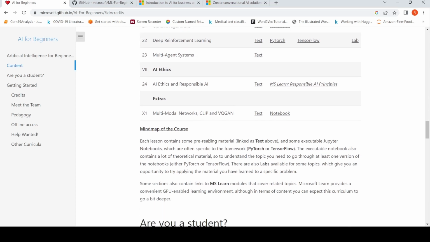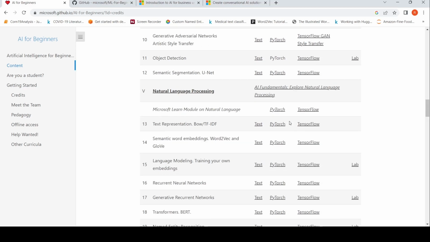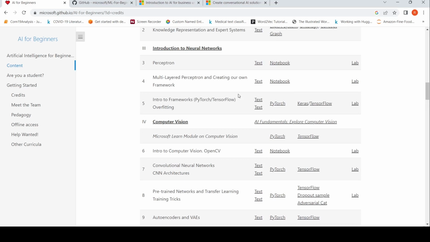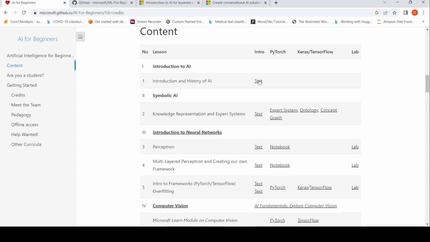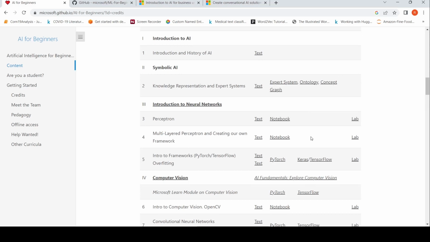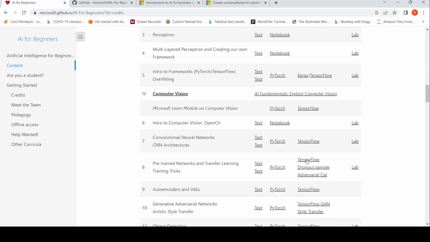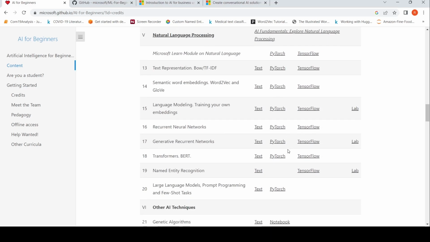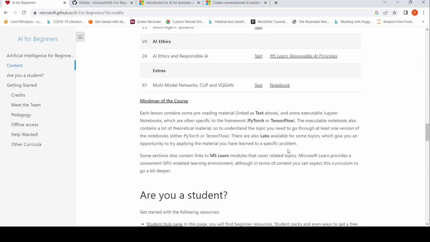Each lesson contains some pre-reading material, text, and some executable Jupyter notebooks, which are often specific to the framework, PyTorch or TensorFlow. What I like about this curriculum is that it's self-paced. You have text notes, you have these notebooks, and you can learn both platforms simultaneously. You can pick either PyTorch or TensorFlow, or both, and you can still learn. So it's a good curriculum, I would say. The labs are also available for some topics, which give you an opportunity to try applying the material you have learned to a specific problem.